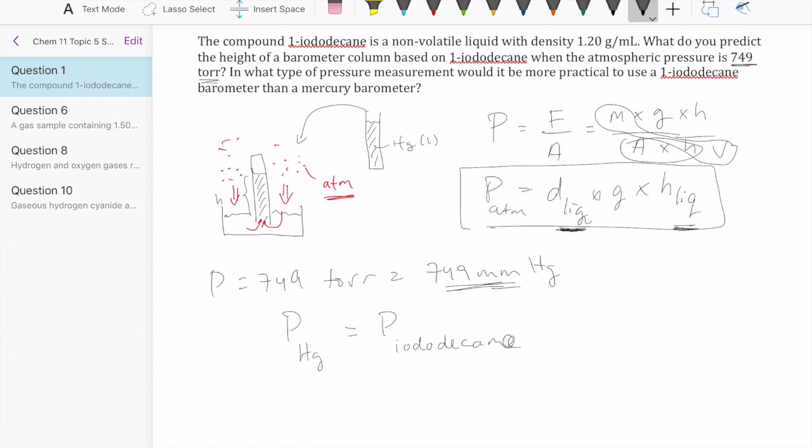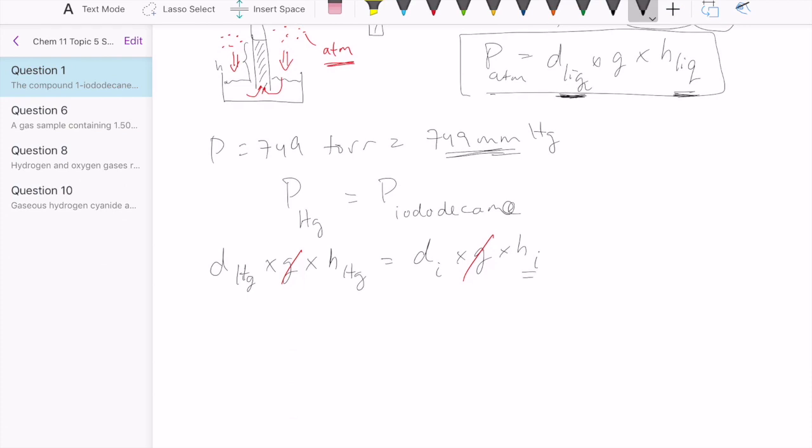Well, let's rearrange this equation. The pressure is given by the density of the liquid, which in this case is mercury, times gravitational acceleration times the height of the mercury. And that should equal, because they're the same pressure, the density of iododecane times gravitational acceleration times the height of iododecane. G would be the same in both cases. So if we want to know the height with respect to iododecane, then what we have to do is just solve for H of I, which would be density of mercury times the height of mercury divided by the density of the iododecane. And then we can plug in numbers here.